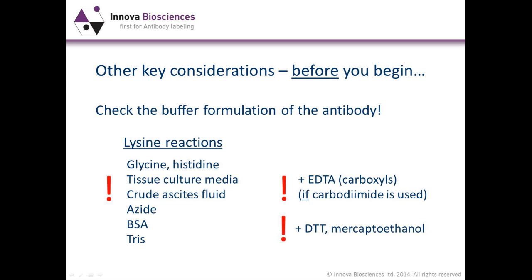If you're doing a reaction with a carbodiimide, and we went through one of those examples earlier, you need to watch out for EDTA, or substances that have carboxyl groups, which could interfere. It's quite unusual to find EDTA in an antibody, but you just need to be aware of which functional groups are reacting, and watch out that you don't have any interfering substances. DTT, mercaptoethanol, again, rarely found in antibodies, but they will interfere with just about any conjugation chemistry. So just need to check you haven't got any of those things in your antibody.